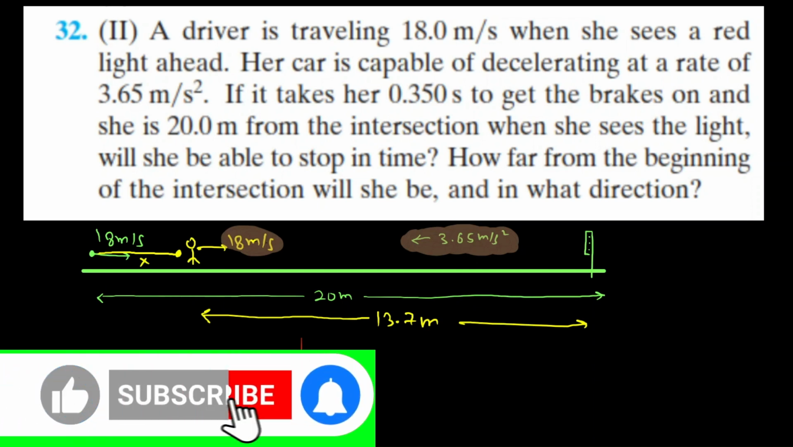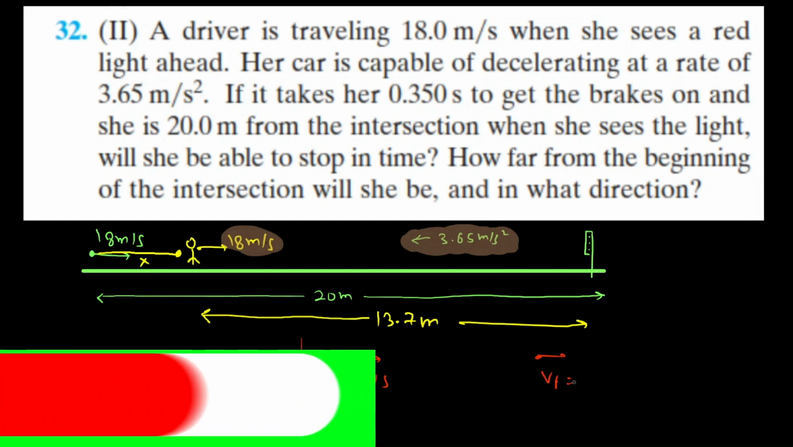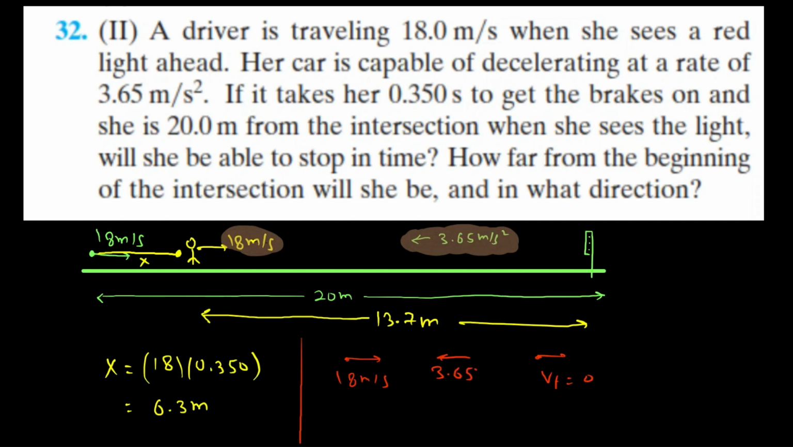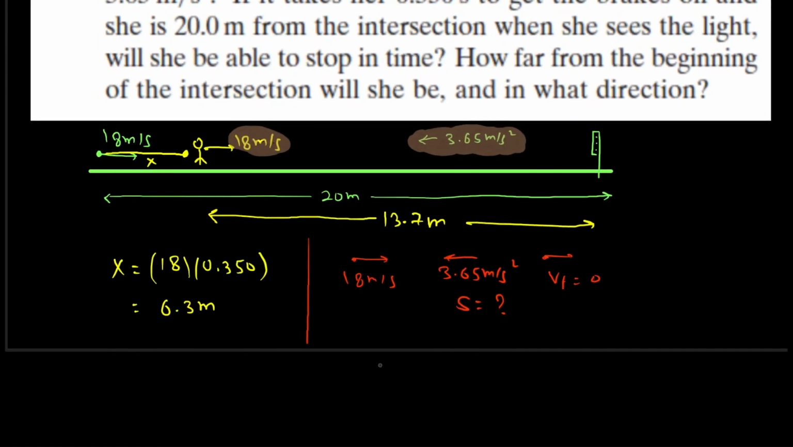What we have to find in this situation is the distance covered, and then compare this distance with 13.7. Remember, 13.7 is not the distance she covers; it's the distance she should cover, and that's what we want to verify. So with 3.65 meters per second squared, how long will it take for the velocity to reach zero?